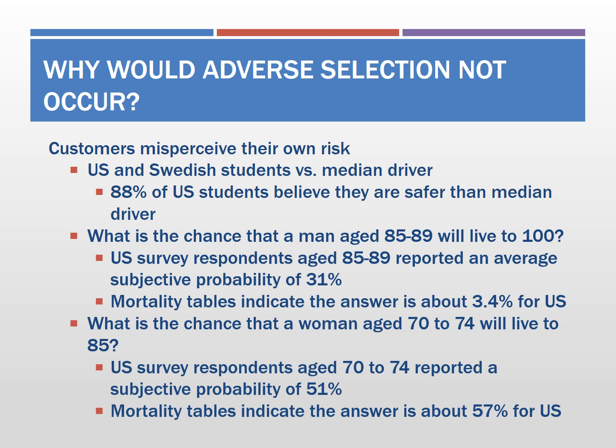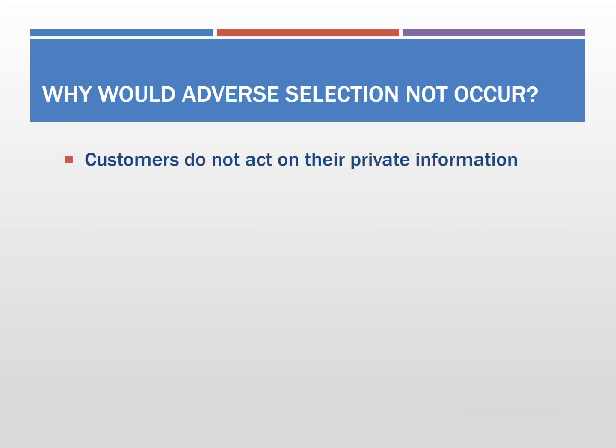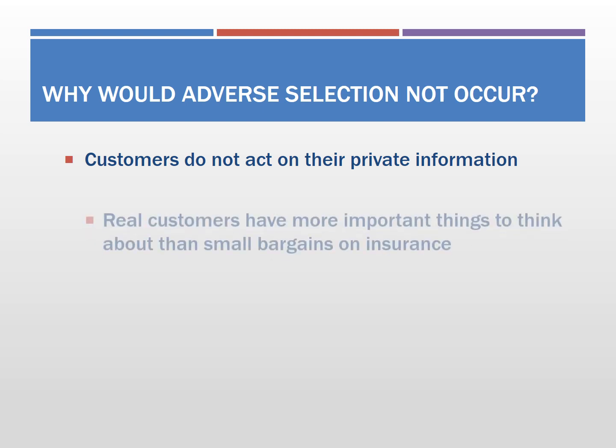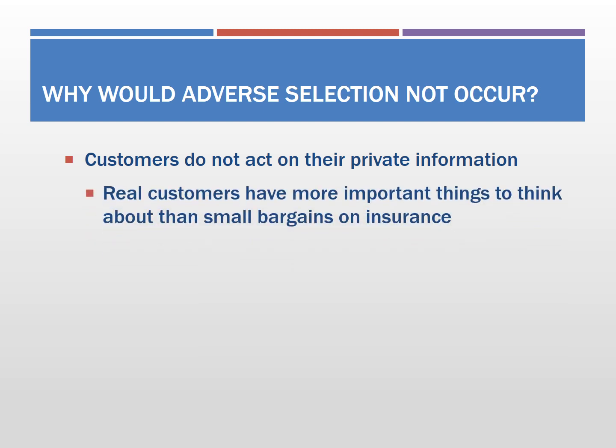By this evidence, obviously, we cannot always take advantage of this personal information to start adverse selection in the insurance markets. Another factor that prevents adverse selection from occurring is when customers do not take action with the private information. Real customers have more important things to think about than small bargains on insurance.